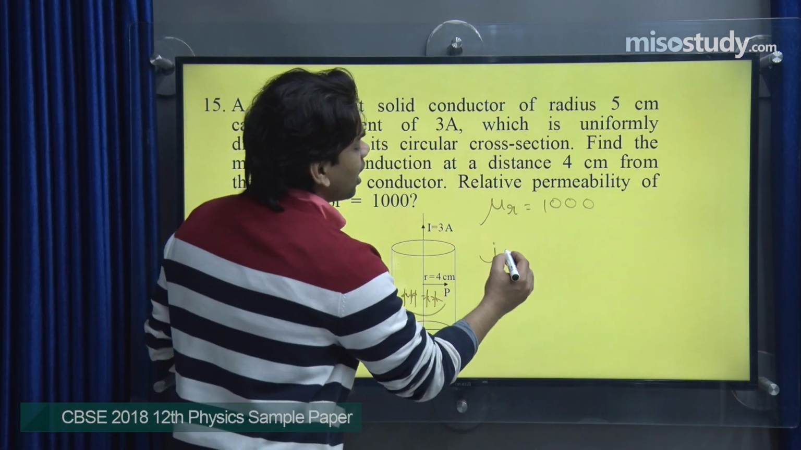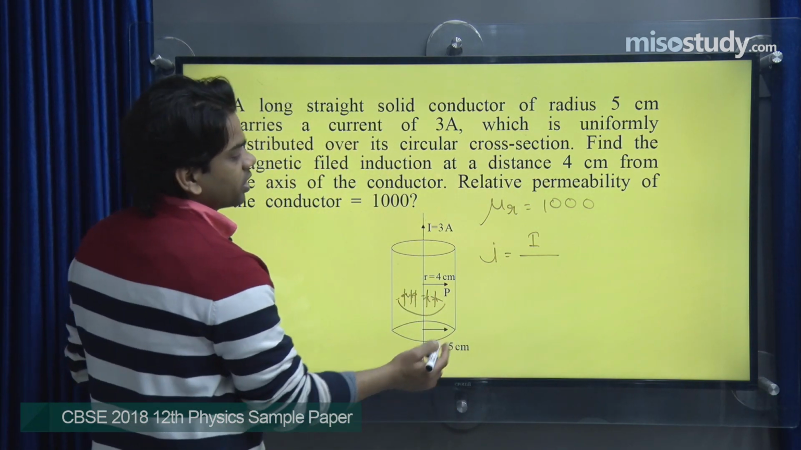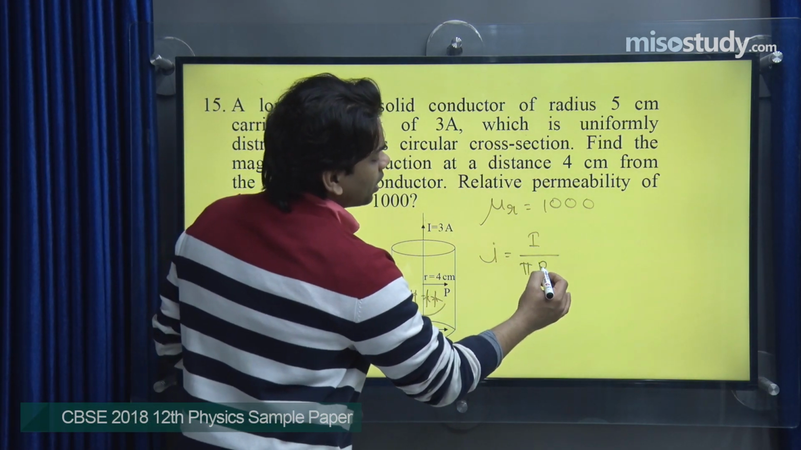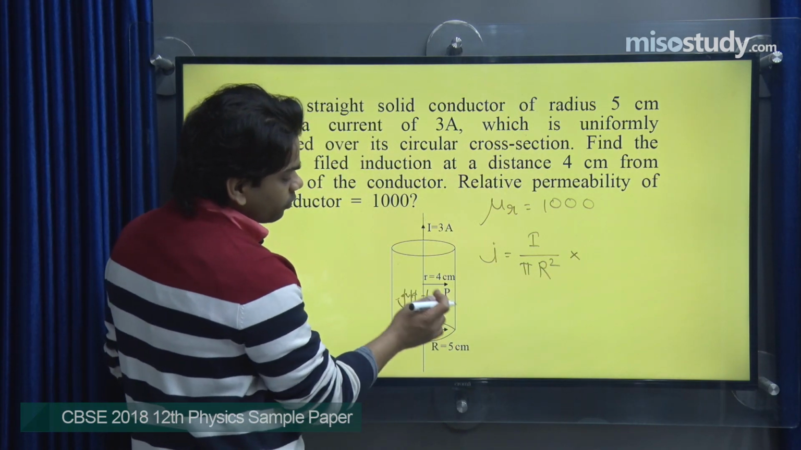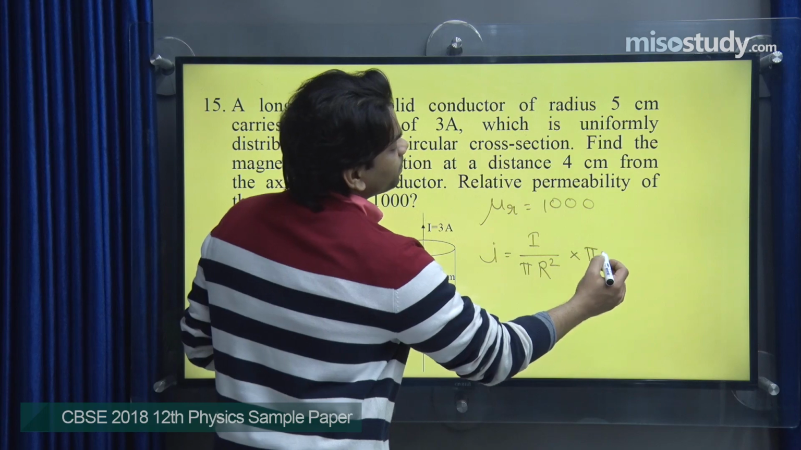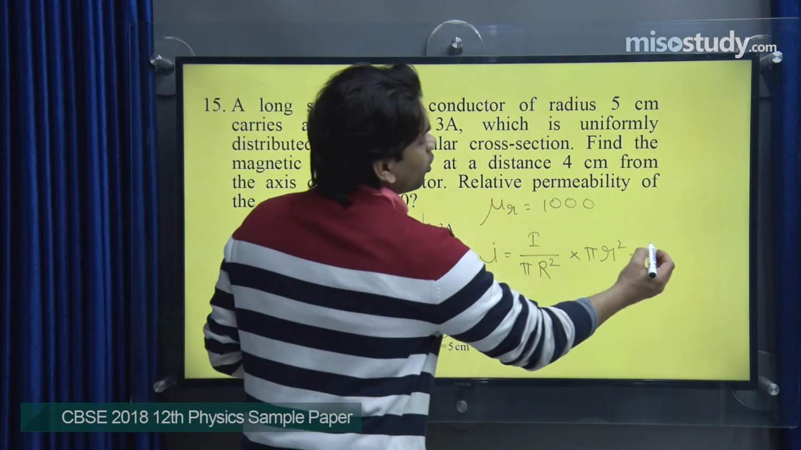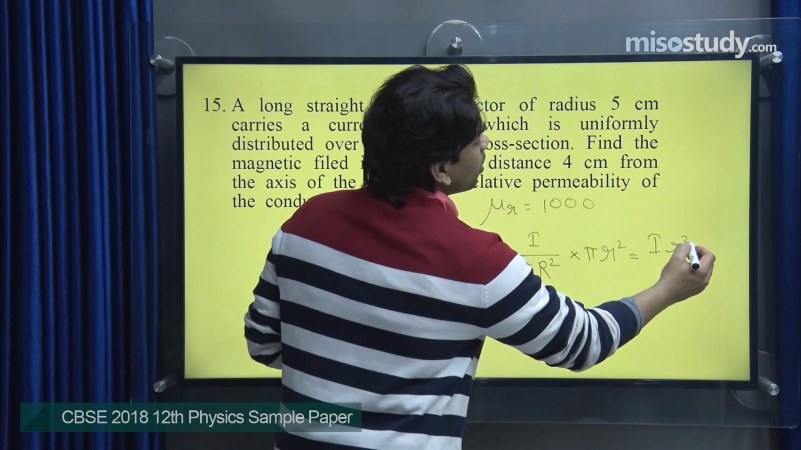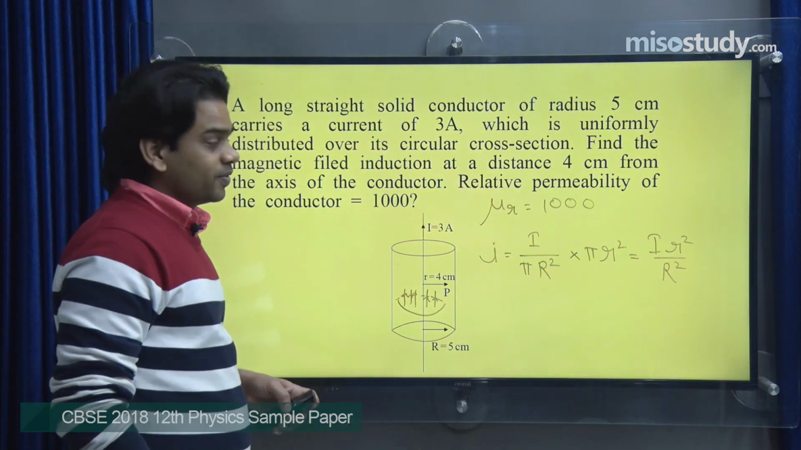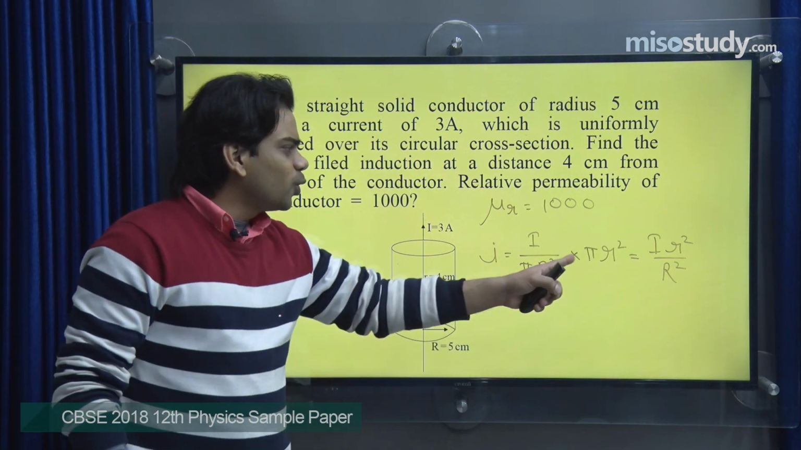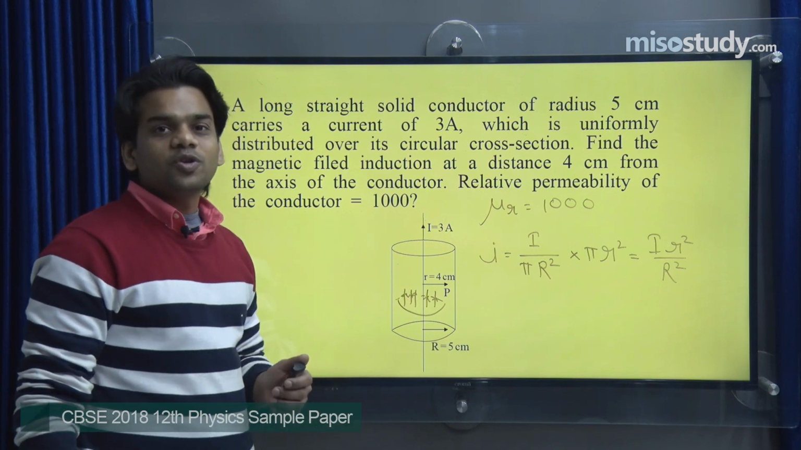This will be nothing but I equals to total current divided by the total cross section. That will be pi capital R square, if this is capital R, multiplied by the area of this circular cross section, that is pi into small r square. So, what are we going to obtain? We are going to obtain I into small r square upon capital R square. Now, current you know, small r you know, capital R you know, so you will be having the value of current flowing through this cross section.